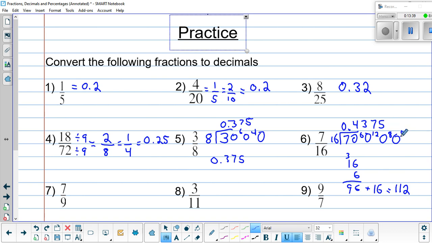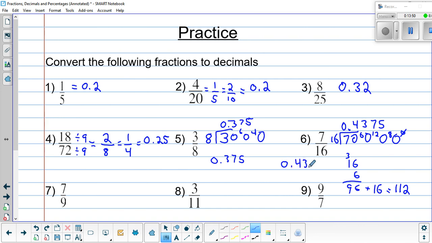So sometimes they'll just tell you round to this many decimals. If it doesn't, keep going, because they might want just an exact number. So here it is, 0.4375.